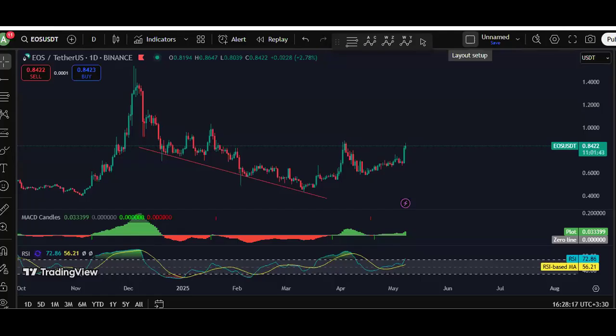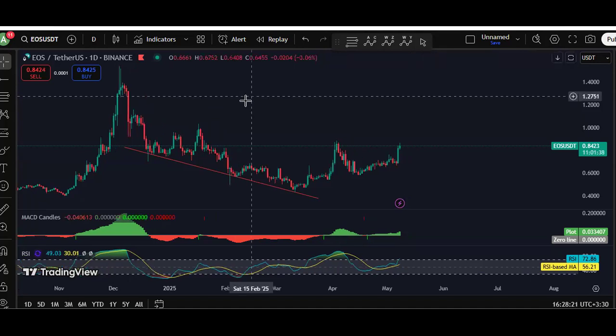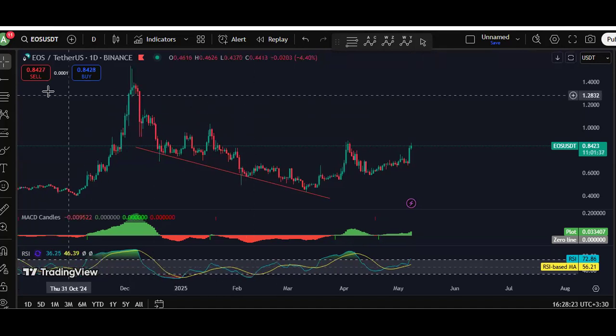EOS, we start with daily charts. I want to give a quick update. For this year, after the XRP, I'm looking for the EOS, right? Because still the price is very low.